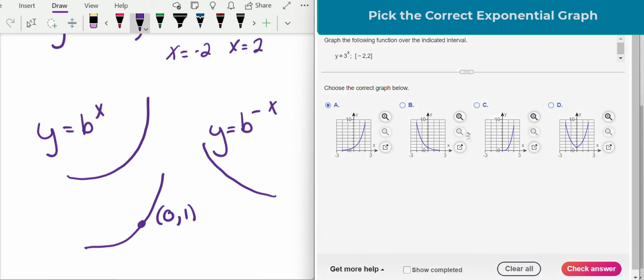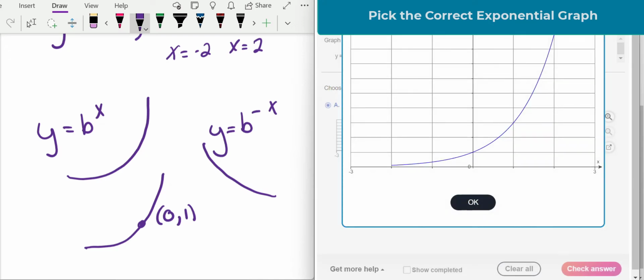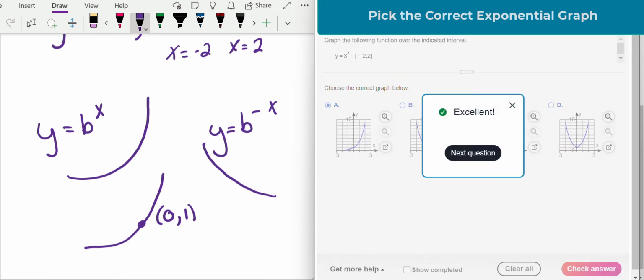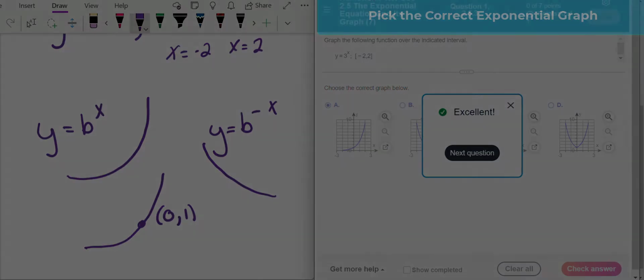Now I'm going to make this bigger once again. It's going in the positive x direction, and it goes through 0, 1. So that's it. It's A. All right, cool. Let's look at another one.